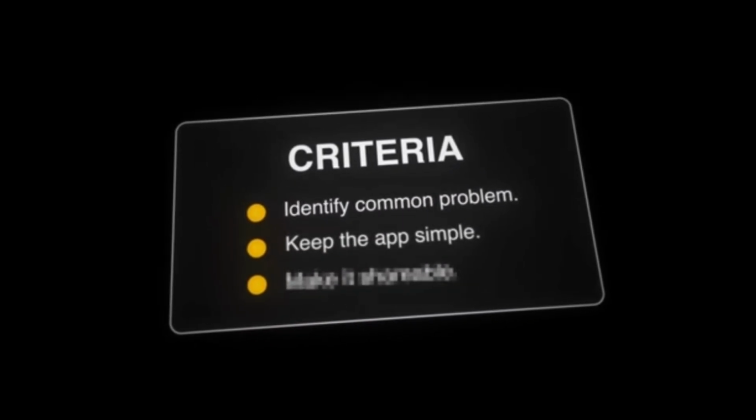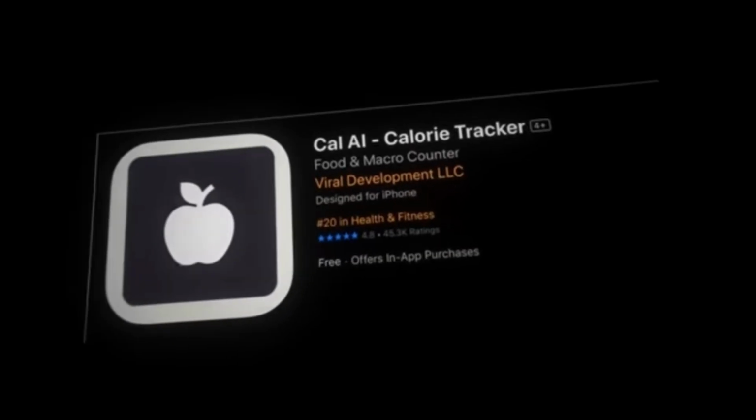2. Keep the app simple. Your app's core functionality should be explainable in 3 words or less. 3. Make it shareable. Your app should be so helpful to the pain point that the users just have to share it. So here's the app I'm building in this video.